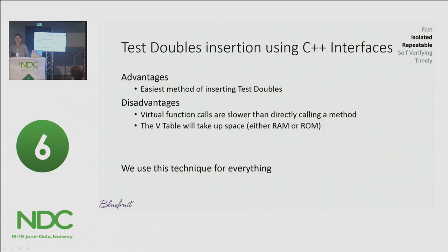So using C++ interfaces is by far the easiest method we use for test double insertion. There are, however, a couple of disadvantages, although they tend to be minor. So the virtual function calls are going to be slower than calling the method directly, and this can be a problem if the system under test has very tight timing requirements. And the vtable will also take up some space, either in RAM or ROM.